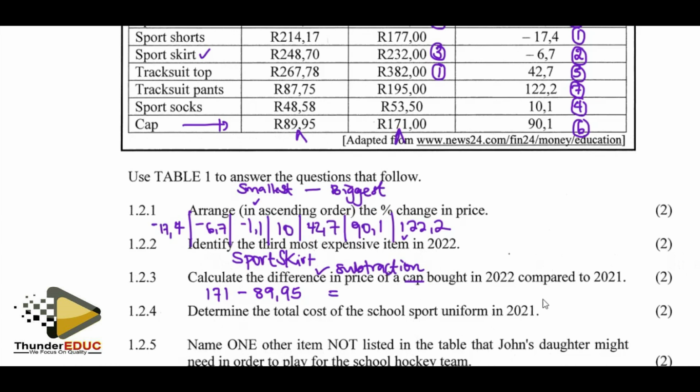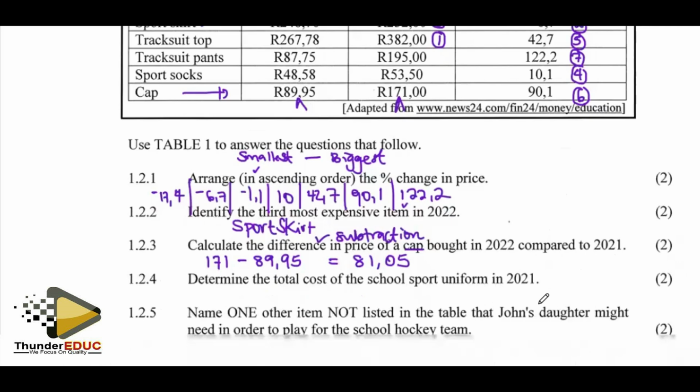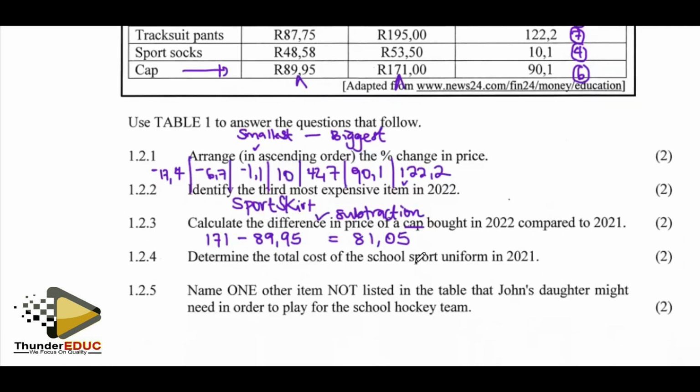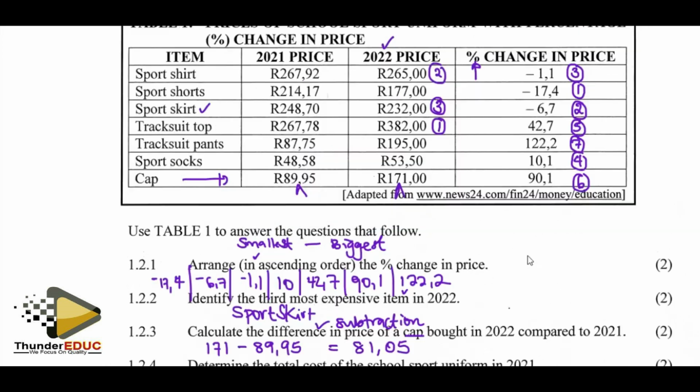And the answer, you have it as 81 rand 50 cent. Here we go. Determine the total cost for a school sport uniform in 2021. That means we're going to add all these prices here.